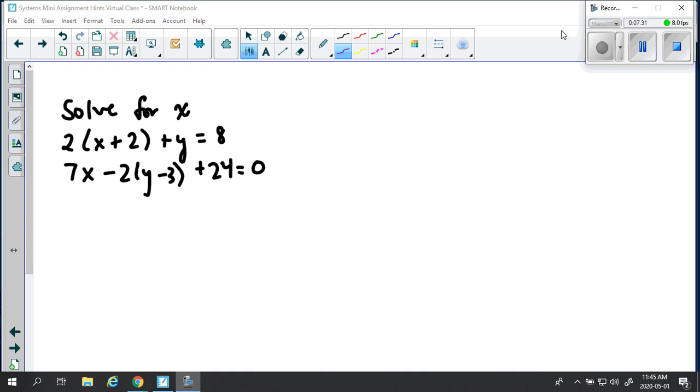So we're asked to solve for x in this example. One student has suggested that we distribute, which is a good idea because right now we don't like having brackets. It just makes things very difficult to work with. So I'm going to expand out the brackets and then I'll make a decision of whether I want to do it by substitution or elimination. So I'll expand this out to get 2x plus 4 plus y is equal to 8.